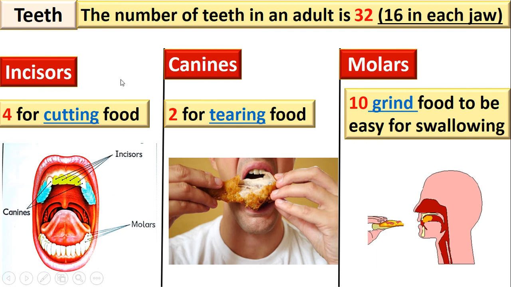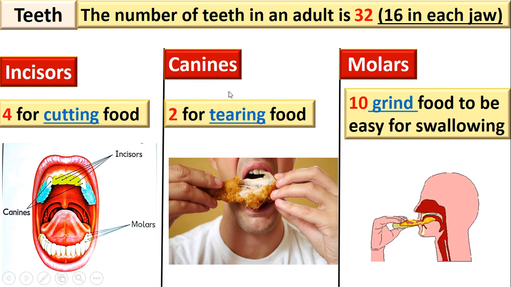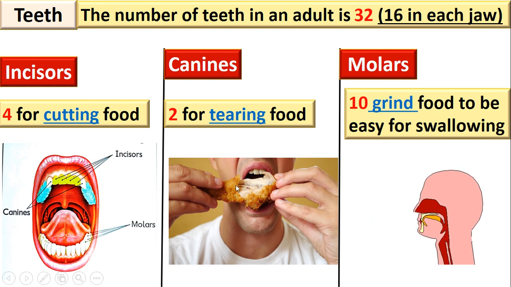Okay, now let's go to the canines. When you are eating meat and you cannot cut it with the incisors, you cut it with the canines. And canines are 2. We have 2 canines in our mouth, and they are responsible for tearing food. So the canines are for tearing food like chicken or meat, which you cannot cut with incisors.